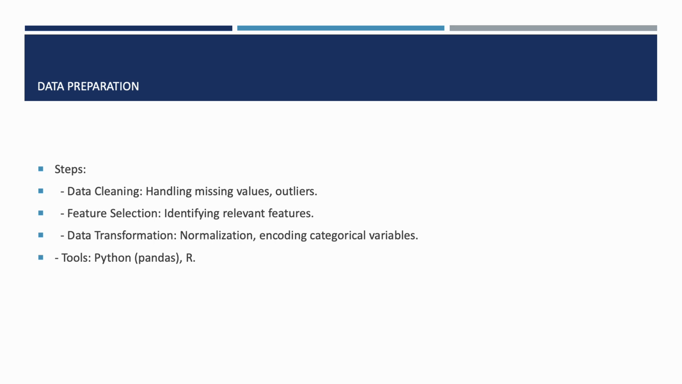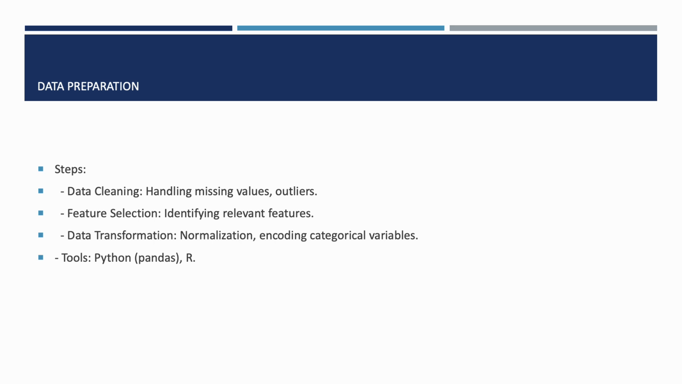Next we can do feature selection. So not all data points will be relevant to the analysis. In this step, we identify and select the most relevant features that have the strongest impact on the business problem. This helps improve model performance and reduces computational complexity by focusing only on the most important variables.